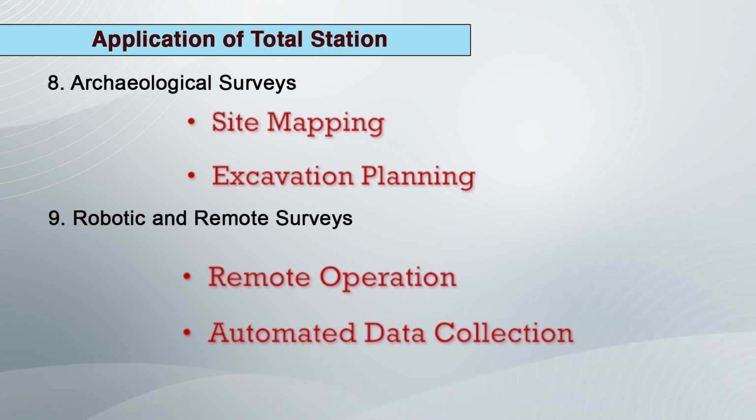The other application of total station is robotic and remote survey. Under this application, the first application is remote operation. Robotic total stations can be operated remotely, allowing a single surveyor to control the instrument from a distance. This is especially useful in hazardous or hard to reach areas. And the second application under the robotic and remote surveys is automated data collection. They can be programmed to automatically collect data at regular intervals or in predefined patterns, improving efficiency and reducing the need for manual intervention.